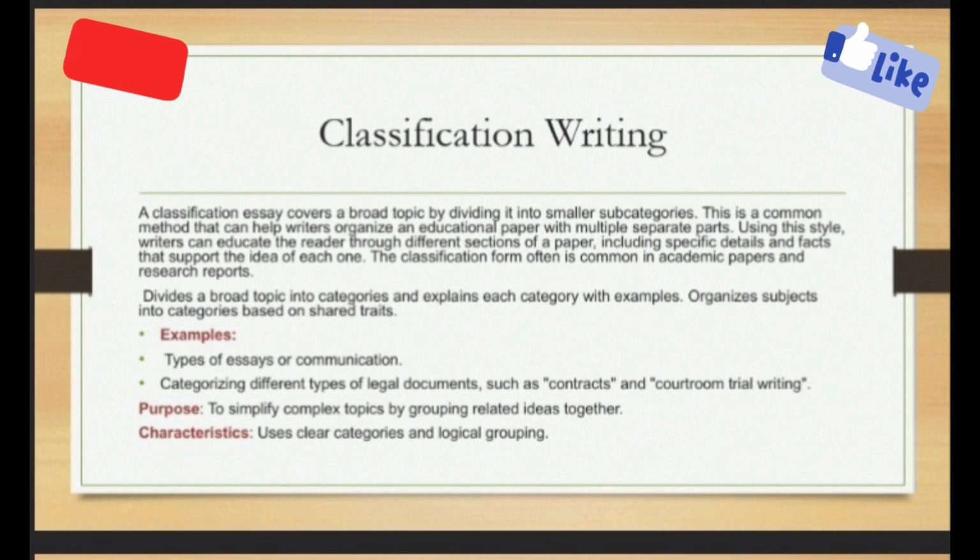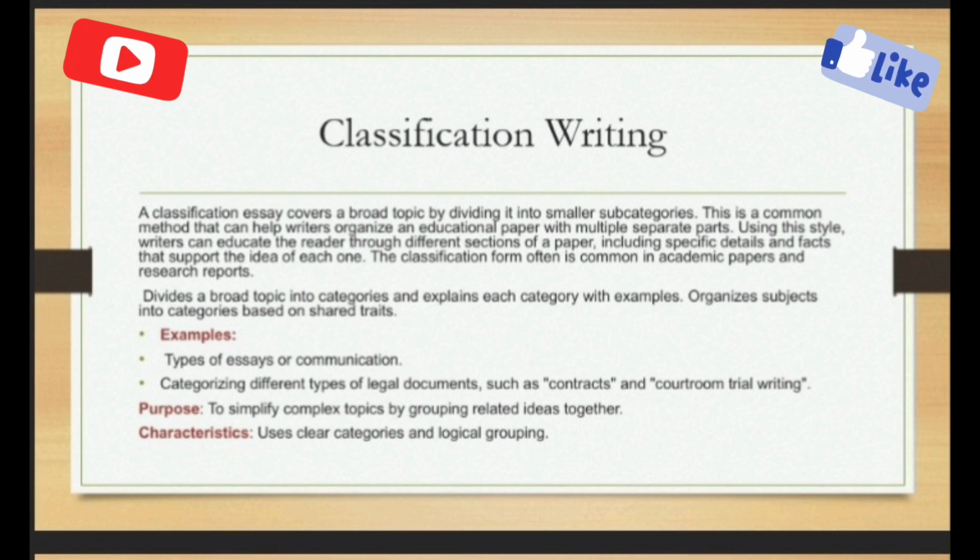Now come to the next type of expository writing, that is classification writing. A classification writing covers a broad topic by dividing it into smaller subcategories. This is a common method that can help writers organize an educational paper with multiple separate parts. Using this style, writers can educate the reader through different sections of a paper, including specific details and facts that support the idea of each one. The classification form often is common in academic papers and research reports.